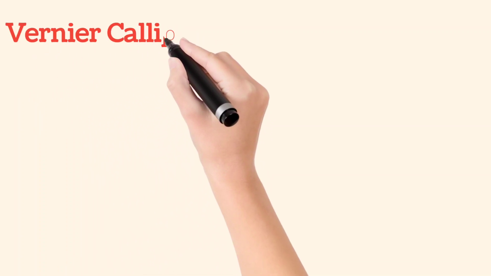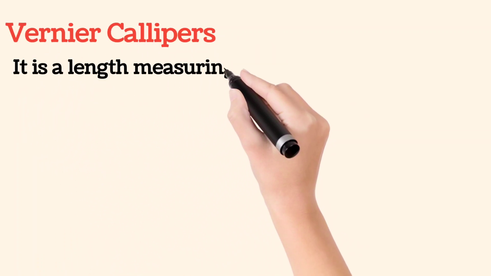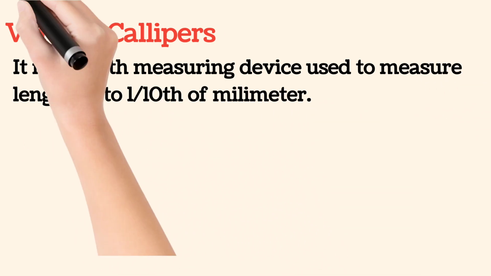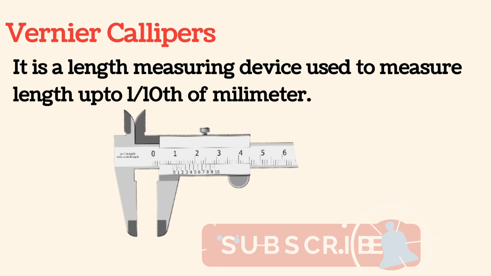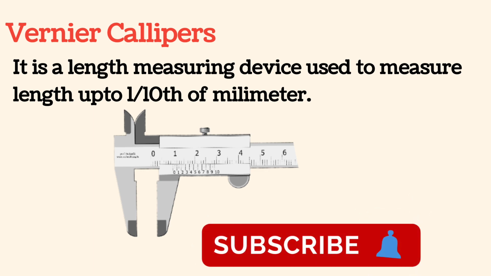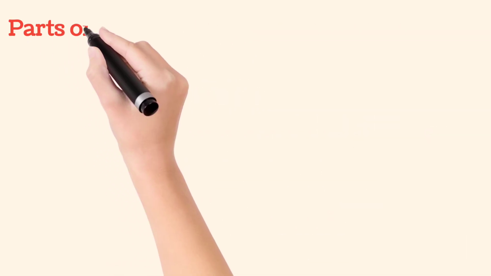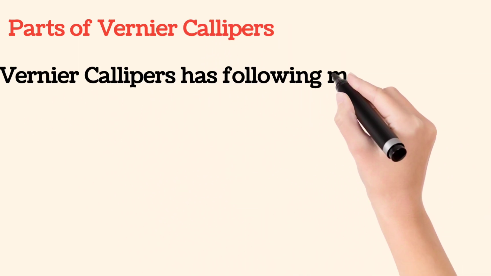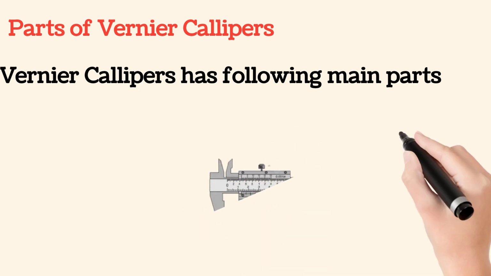Vernier Callipers. It is a length measuring device used to measure length up to 1/10 of a millimeter, as shown in the figure. Parts of Vernier Callipers. Vernier Callipers has the following main parts, as shown in the following figure.